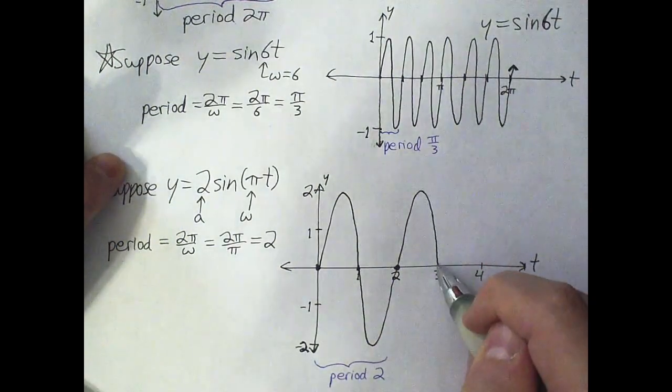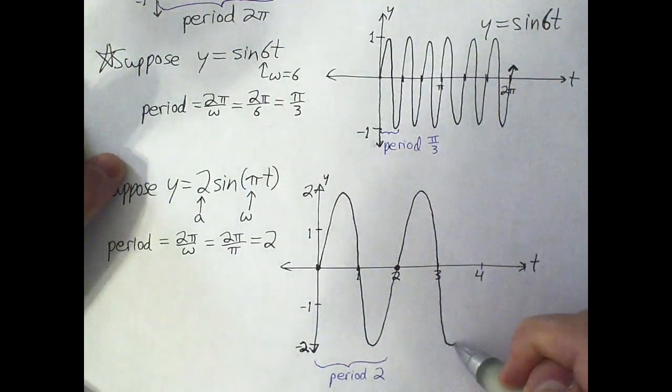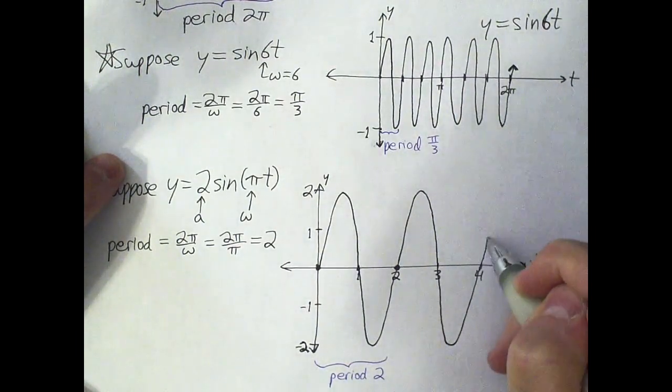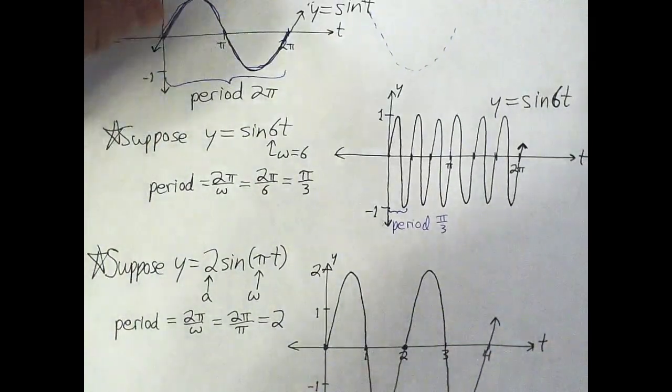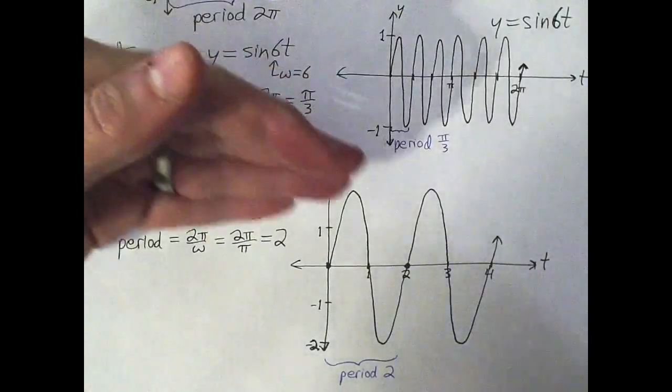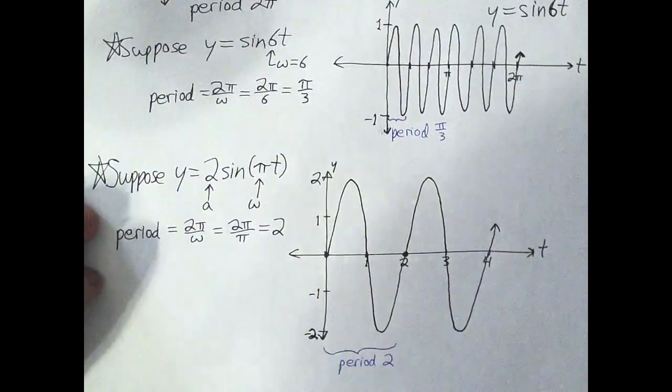All right, so the amplitude on this one made the graph go to a higher value and a lower value. It's kind of like we took sine and we stretched it vertically because of the 2 out front.